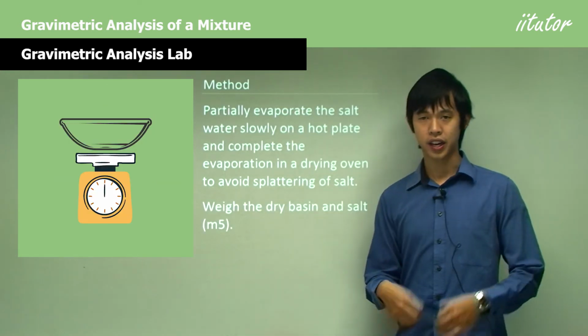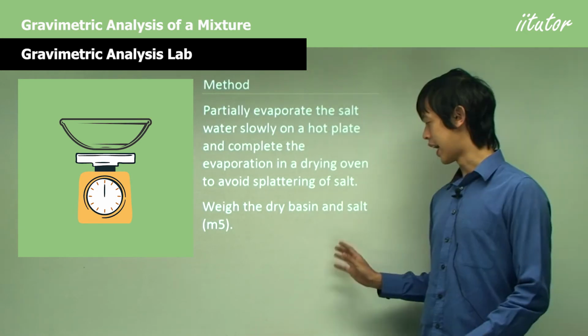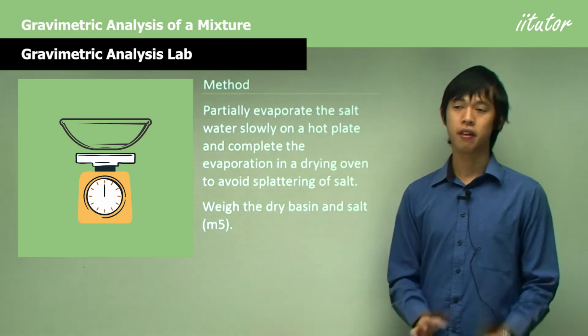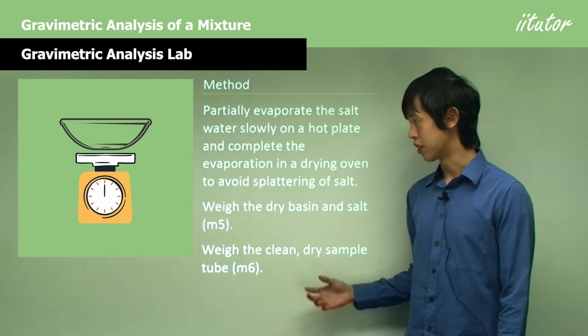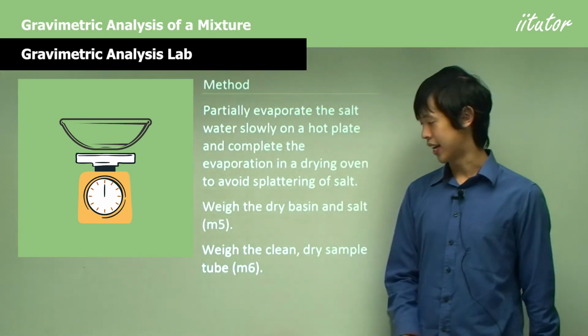Once we're done with getting rid of all the water, we measure the evaporating basin that I just mentioned earlier, and the salt. We're not going to try and scrape away all the salt out of the basin, we're just going to measure it. And that's going to be M5. We can weigh the clean, dry sample tube. So the original tube where all of the mixture was in, we dry it out and then we weigh it, and that's going to be M6.